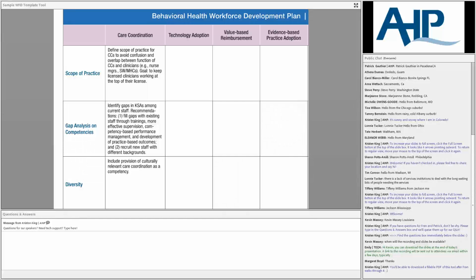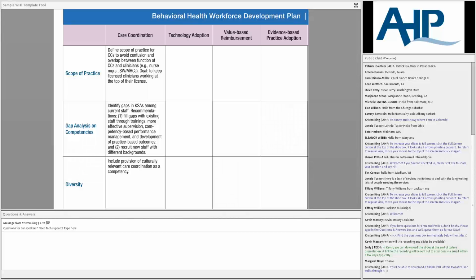Once we had the competencies and the scope of practice, we conducted a gap analysis and we made 2 recommendations to the ACO. We suggested that they improve the care coordinators' performance through training, through competency-based performance management, and development of practice-based outcomes. So not just the individual outcomes, but the practice-based outcomes. And we also suggested that when it came time to recruit staff for care coordinators, they recruit different types of staff, people with different backgrounds, and we'll explain about that in just a second.